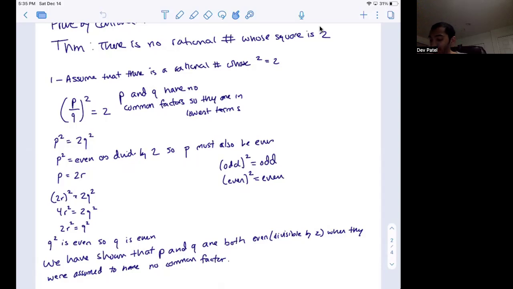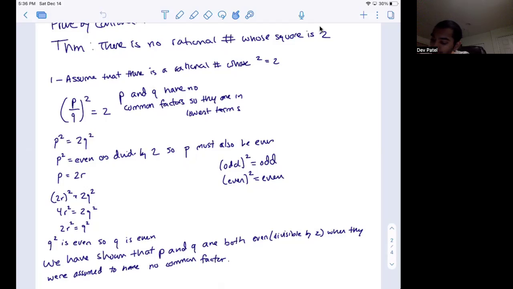And so now what we have shown is that q is even, and we've shown from previously that p is also even. So because p and q are both even, they both have a common factor of 2, because they're both divisible by 2. But in our earlier assumption, we said that p and q have no common factors. So because we violated that assumption, we know that this cannot hold true, right? We've shown that p and q have common factors, but that was our assumption from the beginning. So we've shown that this entire contradiction cannot hold true.